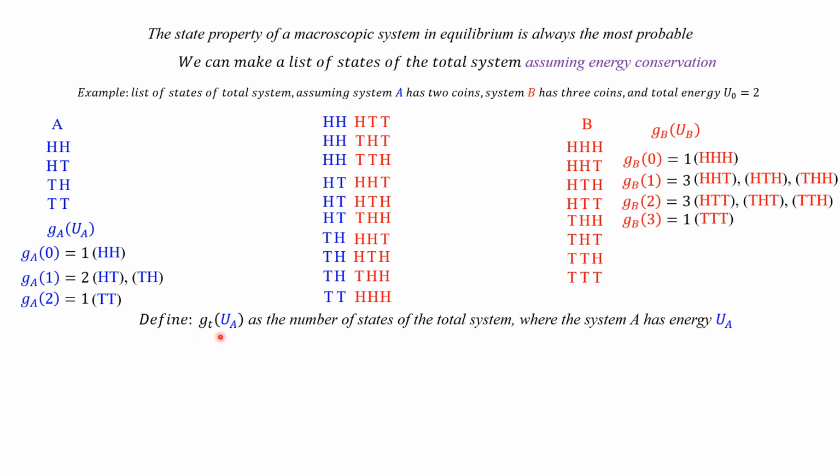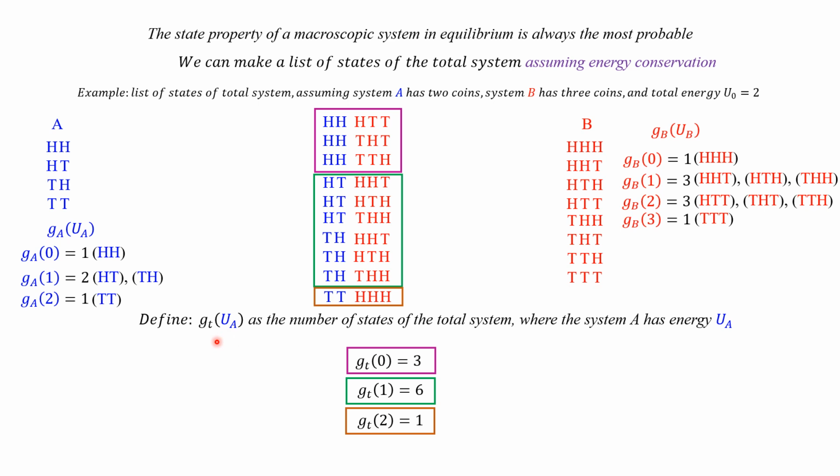So gT of UA is defined as the number of states of the total system where the system A has energy UA. So to find this multiplicity, to find the multiplicity for a given energy of system A, we need to count in how many states of the total system system A will have the energy UA.